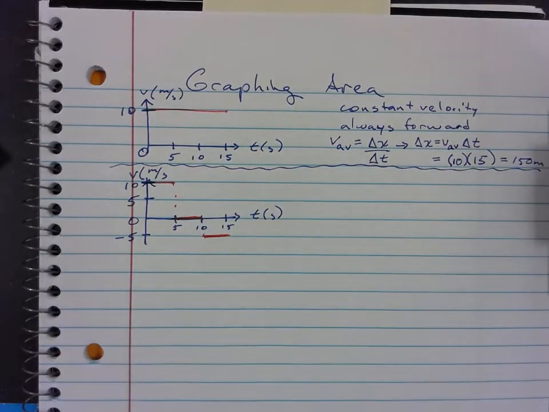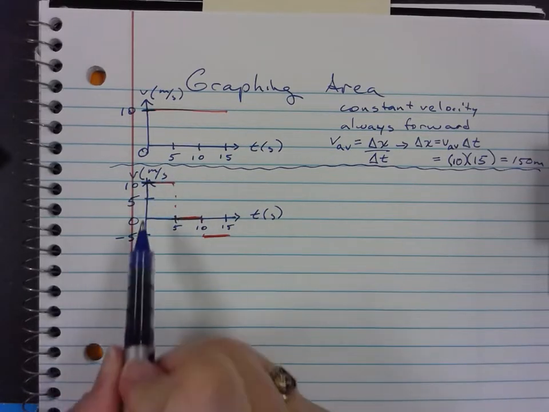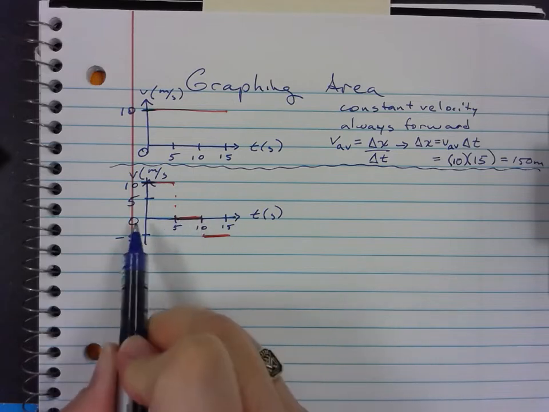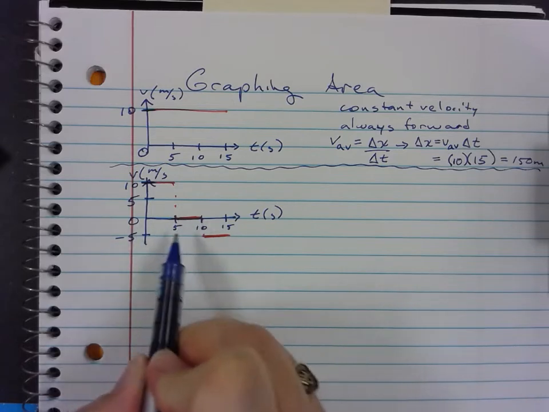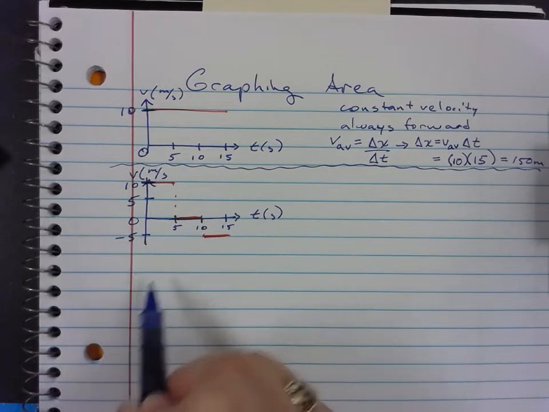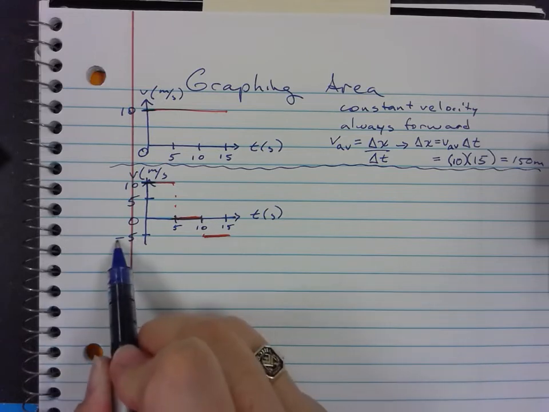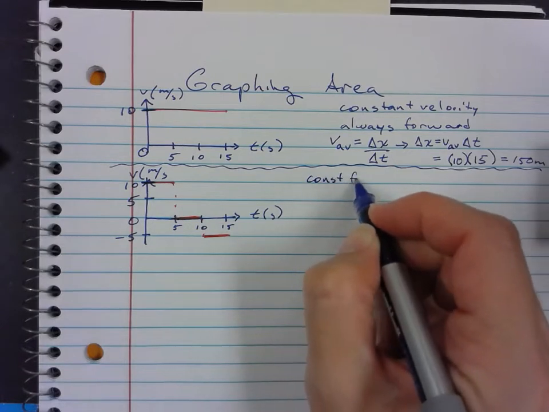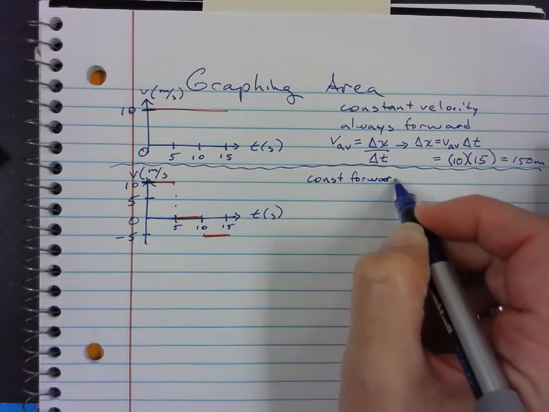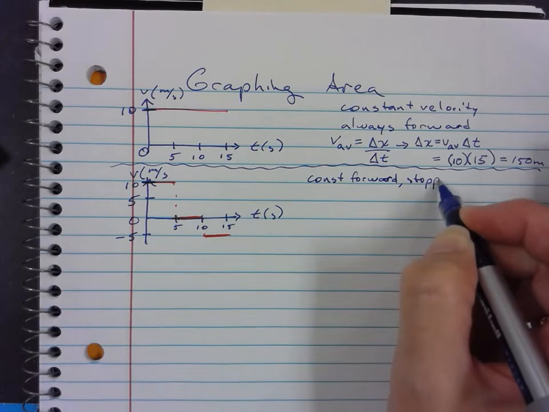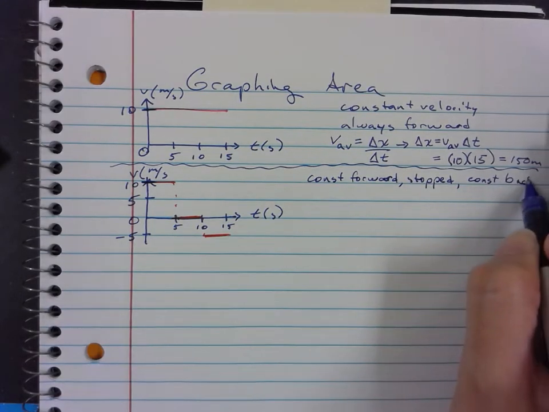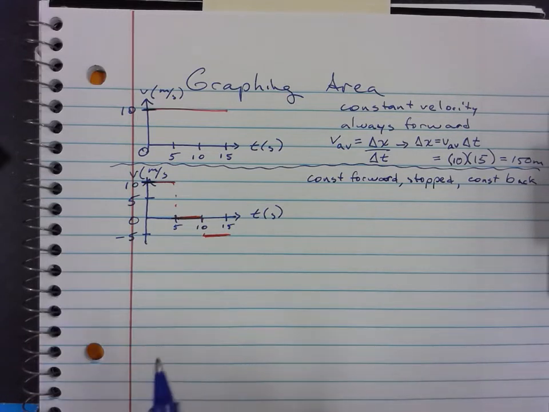Now I've prepped another one here, and I want to do about the same thing. This thing starts off going at a forward constant velocity of 10 meters per second. Then it has a zero velocity, so it's stopped for 5 seconds. And then this object goes backwards for 5 seconds because we have a negative velocity. So we have constant forward, stopped, and constant backwards. It's just barely on the screen.